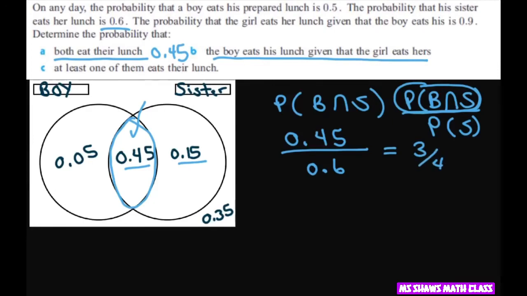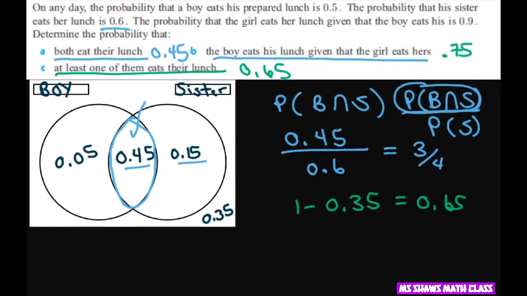And finally, at least one of them eats their lunch. That's just going to be at least one, which means you just take 1 minus 0.35. And that's going to give you 0.65. So 0.65. And this one we could just write 0.75 here. 0.75. And that's it.